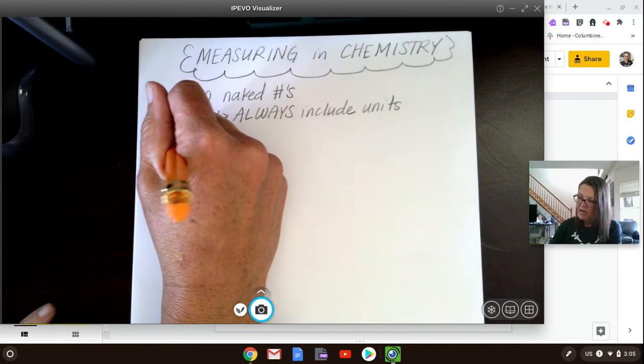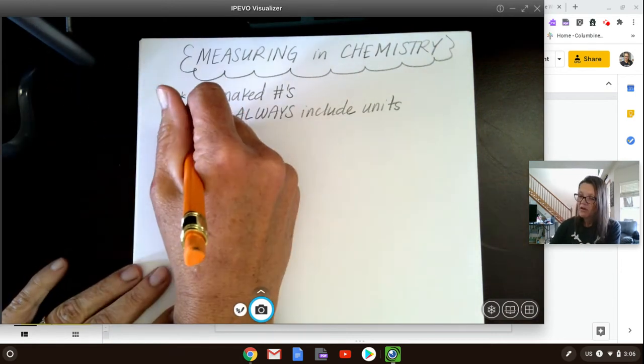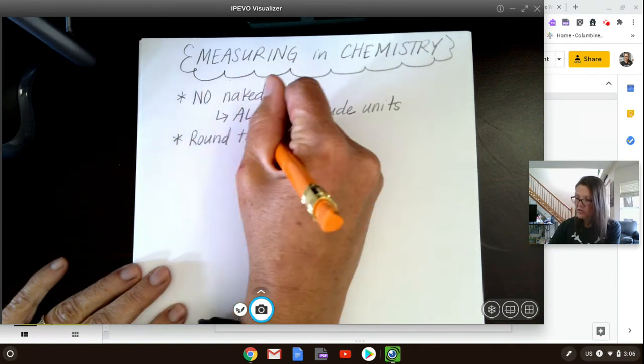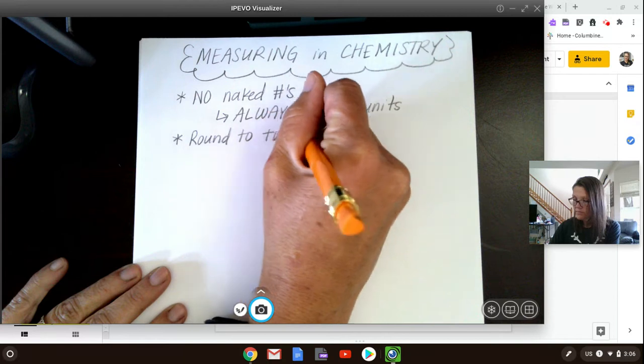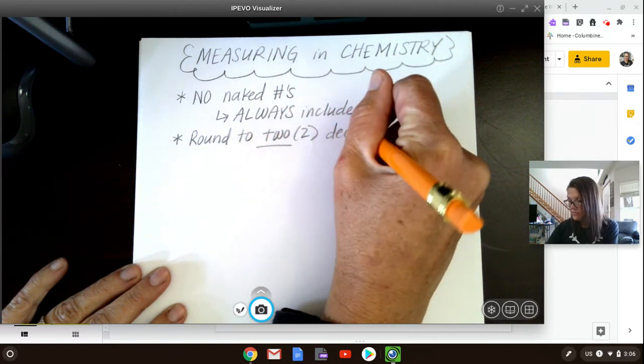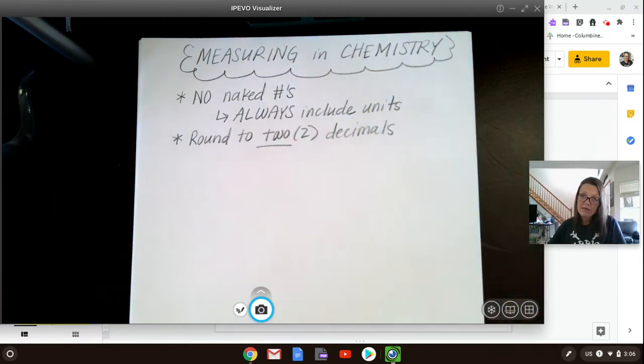Now, the other rule or standard that I want to use when we're doing measuring in chemistry in this class is that we are going to round to 2 decimals. Now, when you take chemistry in college, you're going to have to be concerned about something called significant figures. We're not really going to spend any time on that right now, just adds an extra wrench in there that we don't need to worry about.